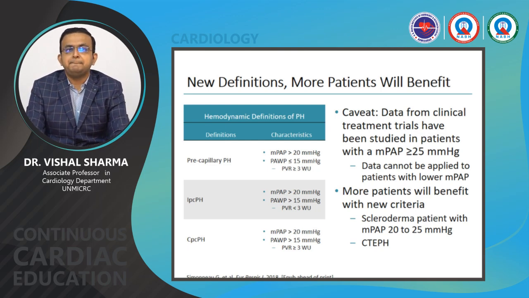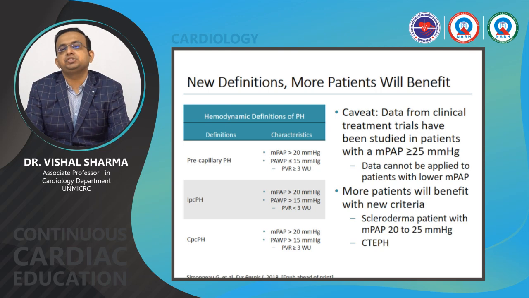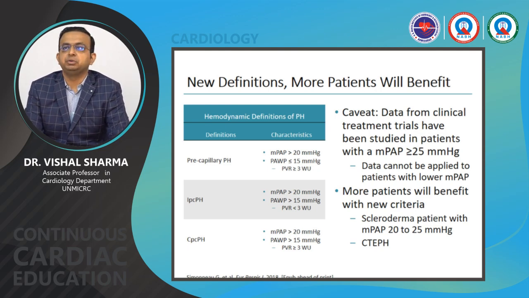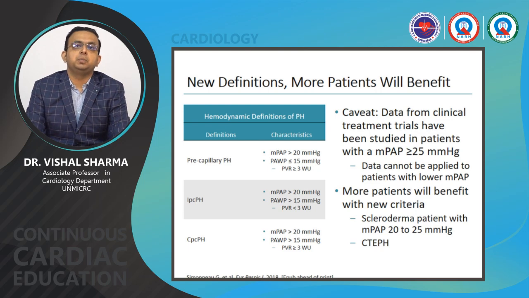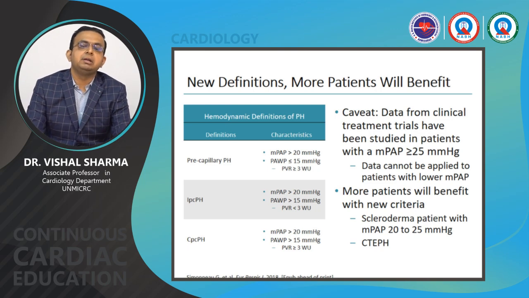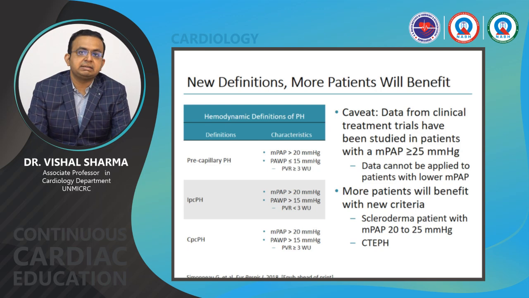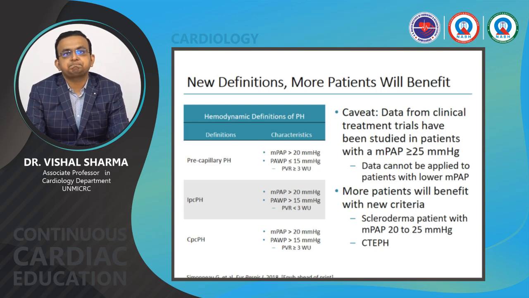Finally, we have combined pre- and post-capillary pulmonary hypertension, which is defined as mean pulmonary artery pressure of more than 20, pulmonary artery wedge pressure of more than 15, and PVR of also more than 3. So this is how the World Symposium has clearly defined and classified pulmonary hypertension, which was not available till now. This update is recent, and you need to keep this in mind.